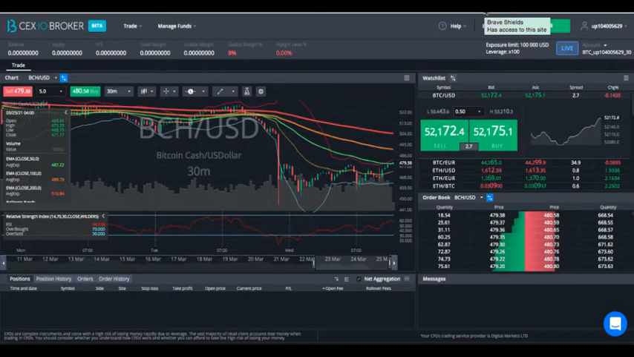cryptocurrency margin trading. Alright, so of course you can go ahead and first sign up for a free account.